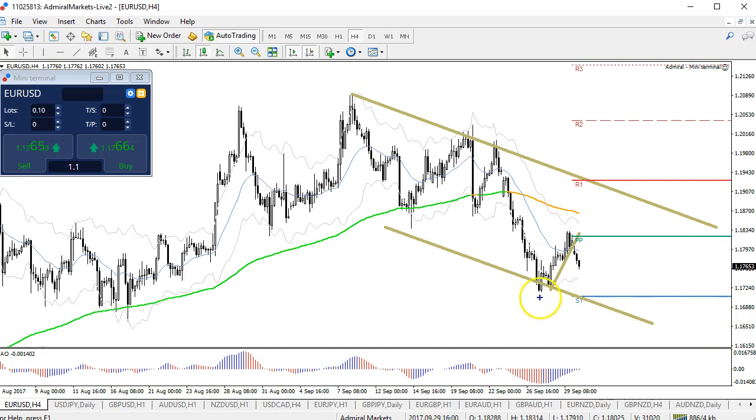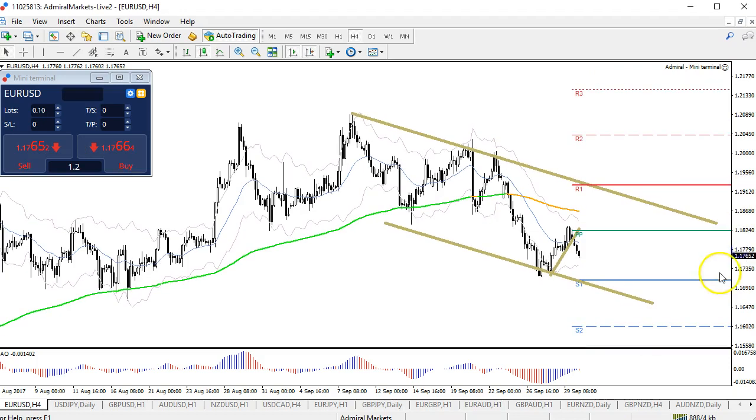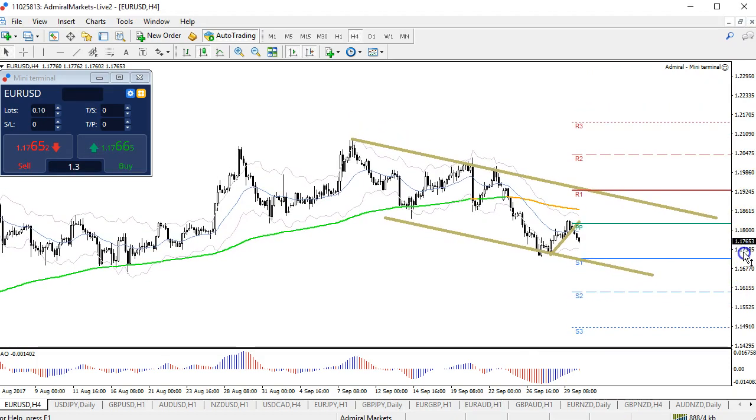But if price does break through the support, right, then there could be a breakout to the downside. And I think in that case, price will retest the 38.2 fib at 115. So there could be this kind of bearish space available.